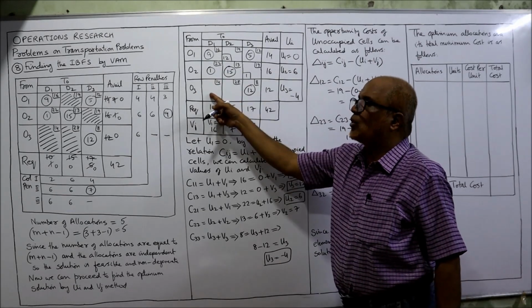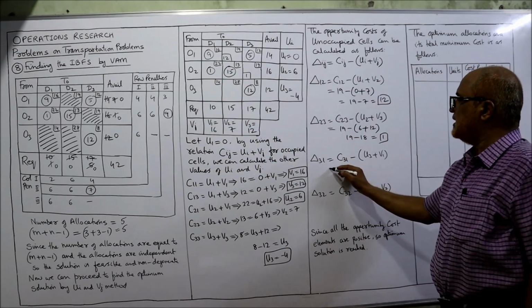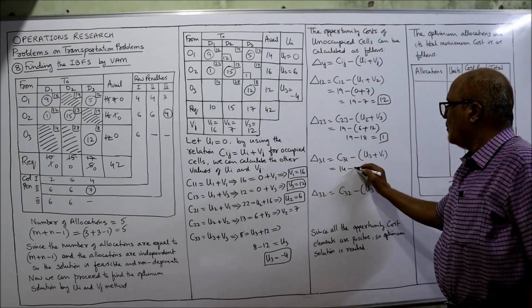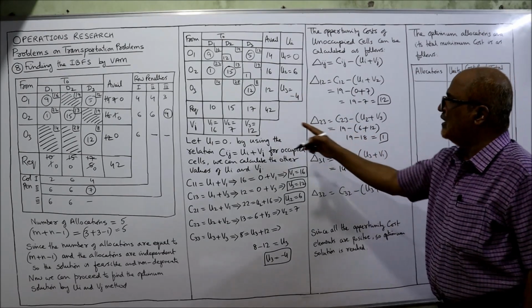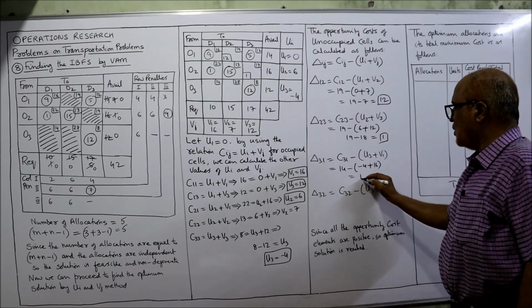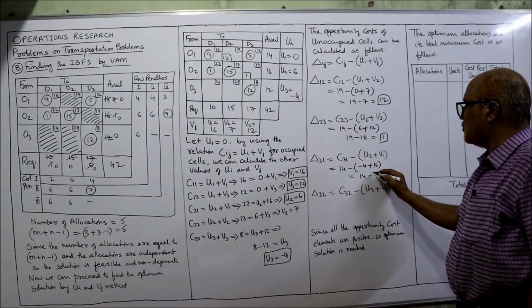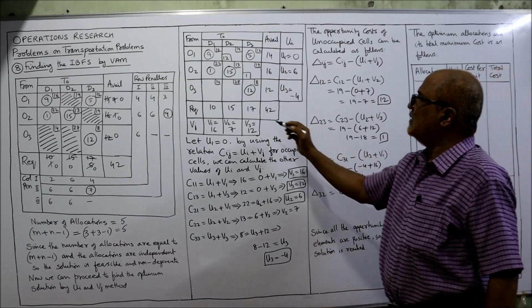Third row, first column, delta 31. So delta 31 is equal to C31. How much is C31? 14, minus U3. U3 is minus 4, plus V1. V1 is 16. That is equal to 14 minus (16 minus 4 is 12). So 14 minus 12 is equal to 2.